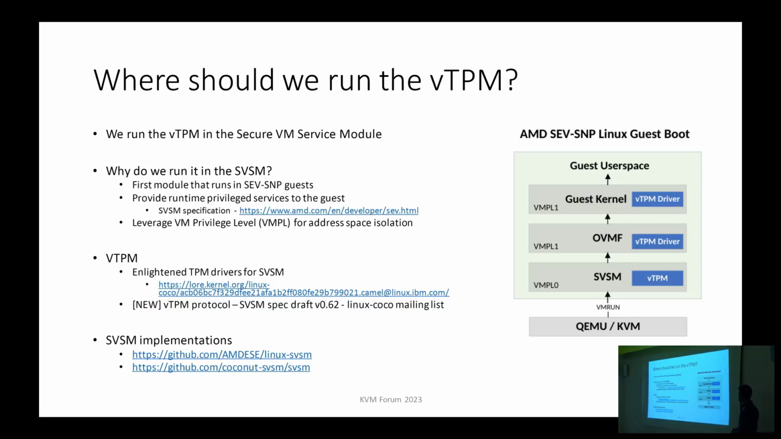And also, we run it in the SVSM because the SVSM leveraged the VM privilege level feature from the SNP platform, which basically allows us to take the address space of the guest and divide it into multiple levels, VMPL0 to VMPL4, where VMPL0 is the most privileged one. And since we run the VTPM here in the SVSM, which runs in VMPL0, this way we protect the VTPM data from the other subsequent components, OVMF and the guest kernel.